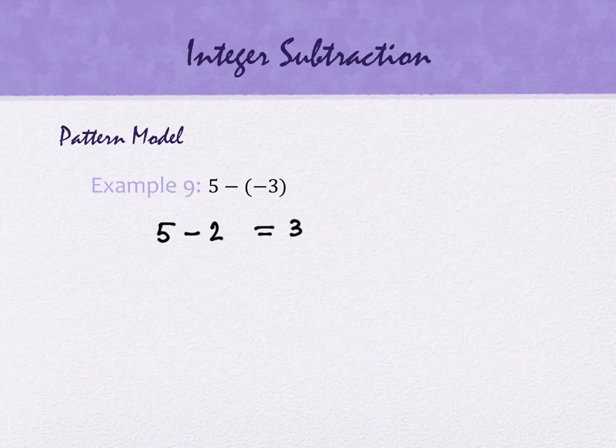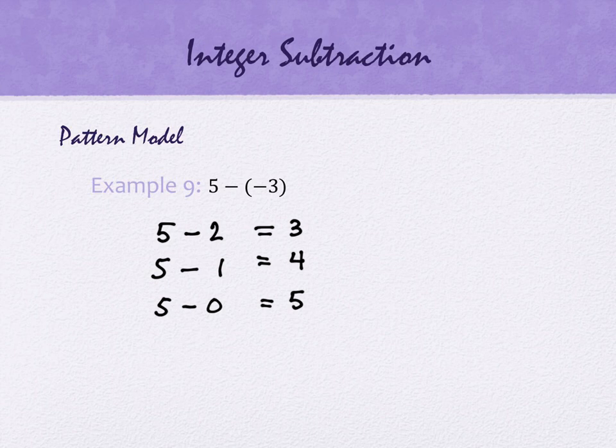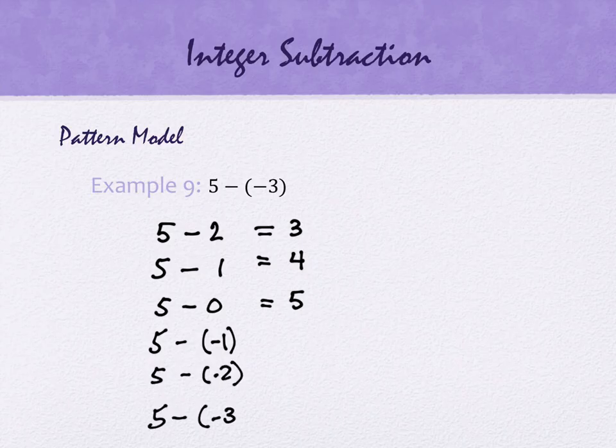3. It is 3. And then we're going to go down. 5 minus 1 would be 4. And then 5 minus 0 would be 5. Okay? So we're going to keep going in this pattern where the 5 minuses stay the same, but I change the number on the inside. So I've gone from 2 to 1 to 0 to negative 1. And then I've got negative 2. And then I've got negative 3.